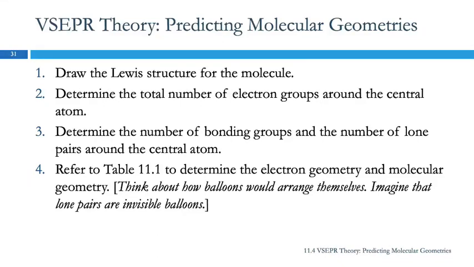So here are the book's instructions for predicting molecular geometries. Draw the Lewis structure. Find the total number of electron groups around the central atom. Determine the number of bonding groups and the number of lone pairs. And then this is ridiculous. Refer to table 11.1 to determine the electron geometry.